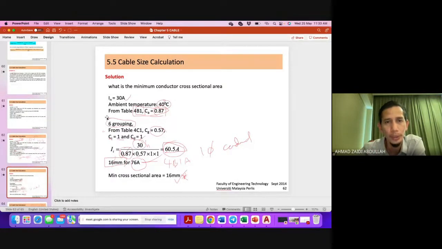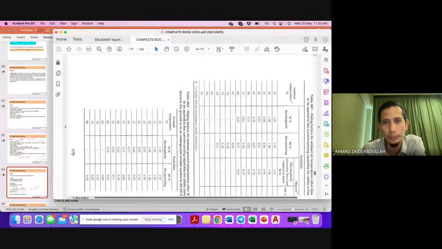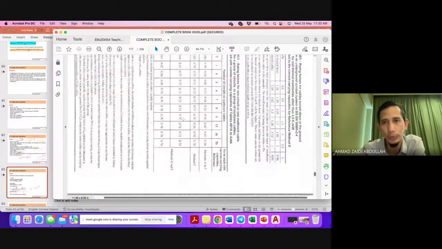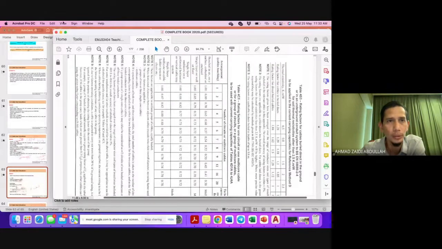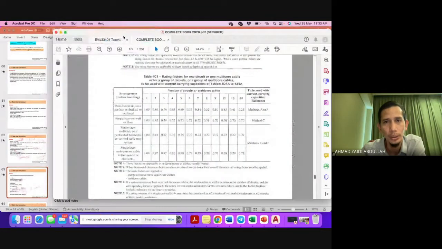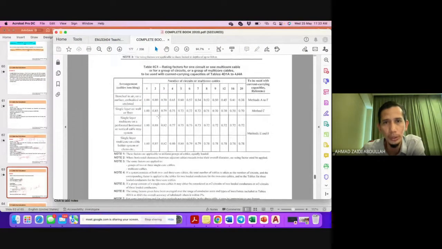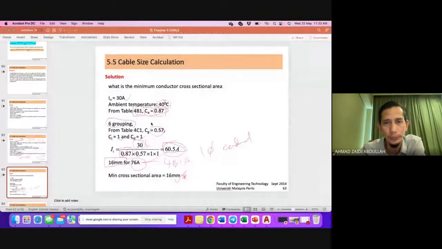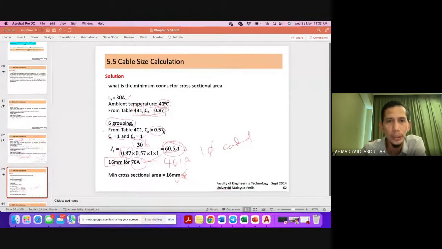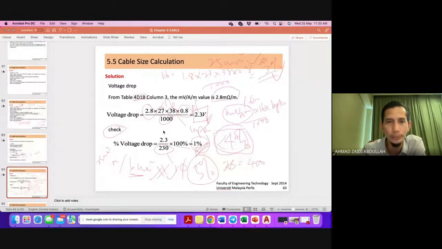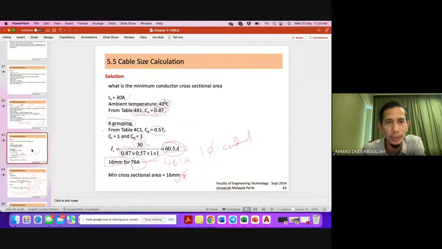Based on that, we need to find the correction factor for grouping, which we refer to table 4C. Open page 177 and you will see 4C. The grouping is 6 here, so we get 0.57 from the table. And for the rest we assume 1, because no other correction factors are given.